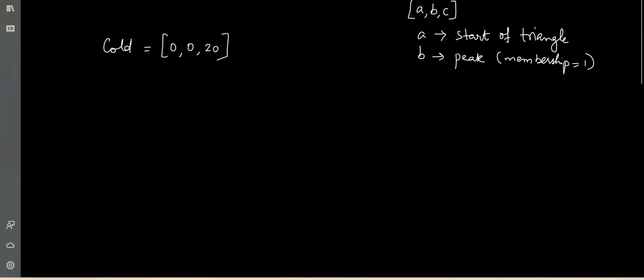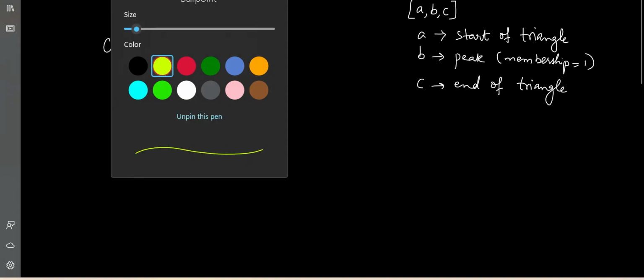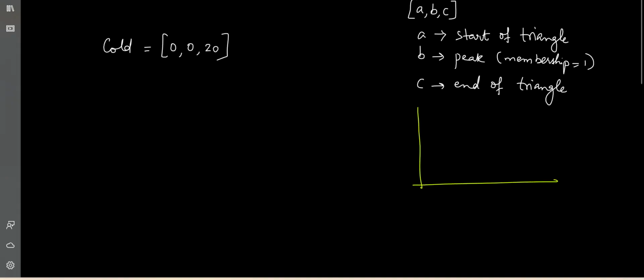So A, B, C are input X values on the X axis, and membership values are defined on the Y axis from 0 to 1, or 0 to 100%. And C is the end of the triangle for that particular membership. Now when I'm saying cold is 0, 0, 20, if I plot the graph, the x-axis is temperature, the y-axis is the membership level. The maximum level is 1, the minimum level is 0 for membership, and this is from 0 to 40 as per our understanding of the question.